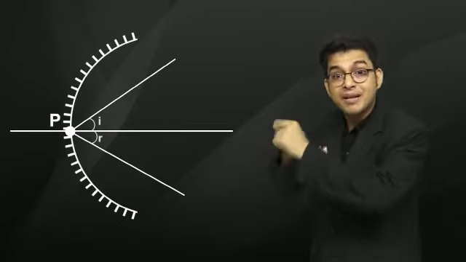Now ray number 4. A ray touches the pole and reflects back at the same angle with the principal axis. Here the principal axis acts as a normal. Now let's see some image formations using the ray diagrams. Before discussing this, I am introducing a new topic about real images and virtual images.